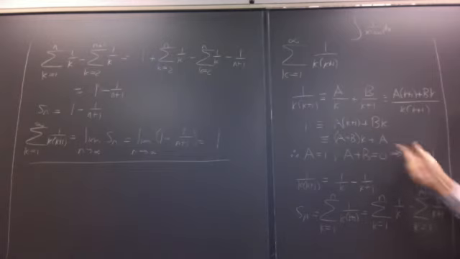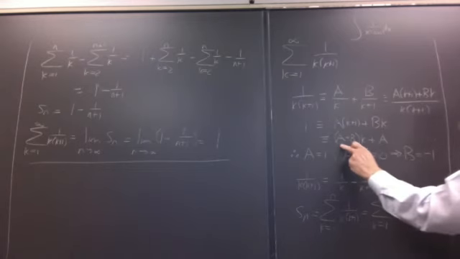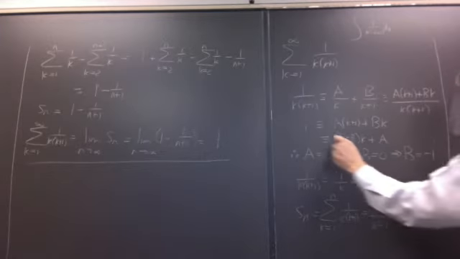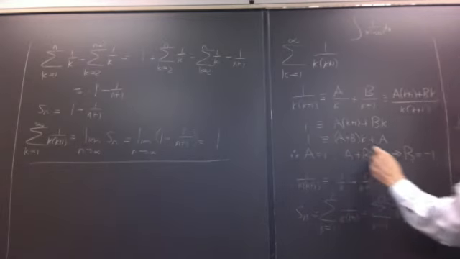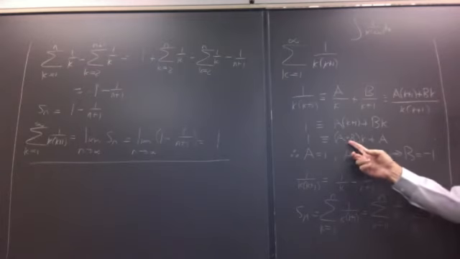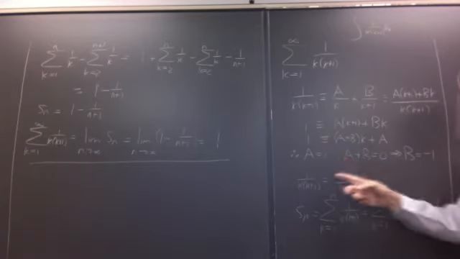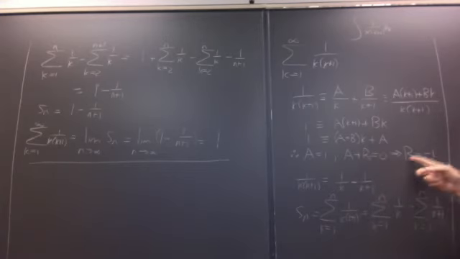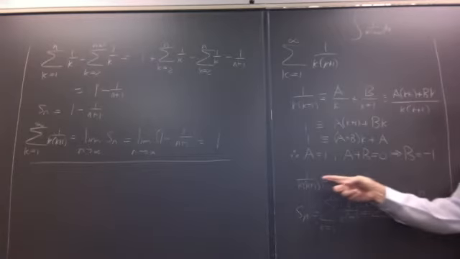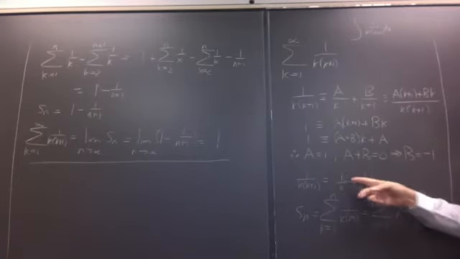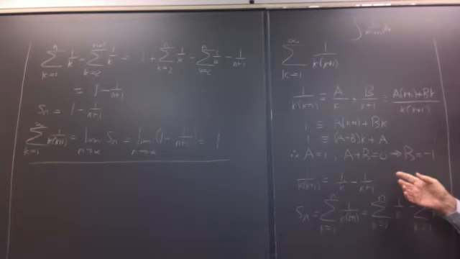This is one way. In this particular case, I collected the coefficients of k and the constant. That's set identically equal to 1. And that means the coefficient of k is 0. That means A plus B is 0, and A is equal to 1. So if A plus B is 0, B is minus 1. And so we can divide the 1 over k times k plus 1 into the difference of 1 over k and 1 over k plus 1.